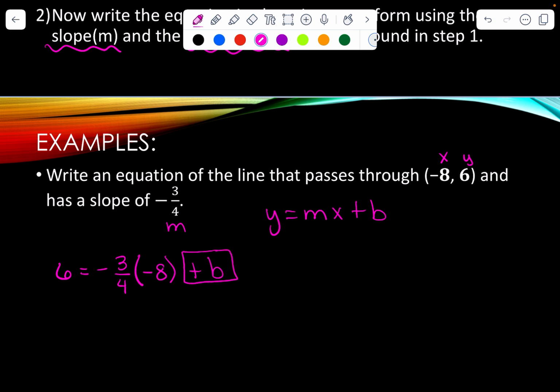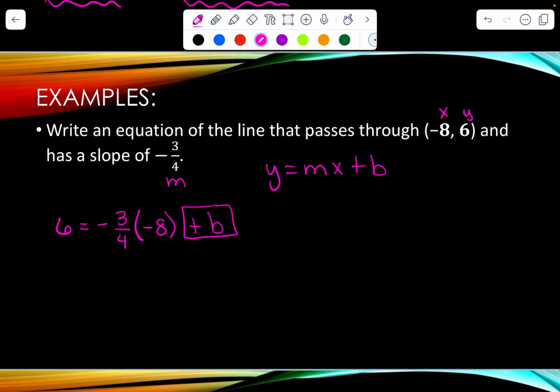So now we do some math here to solve it for b. We want to get b by itself. So the first thing I'm going to do is multiply. So 6 is equal to negative times a negative is a positive. 3/4 times 8 is going to give us a 6. Okay. Now, if you need to, remember to use your calculator. You can go 3 fraction 4 times 8 equals, and it will give you the value of 6. Then at this point, we're going to subtract 6 from both sides, and we end up with b equals 0.